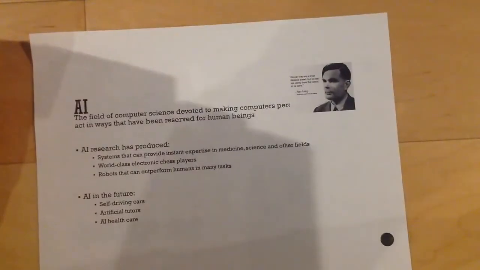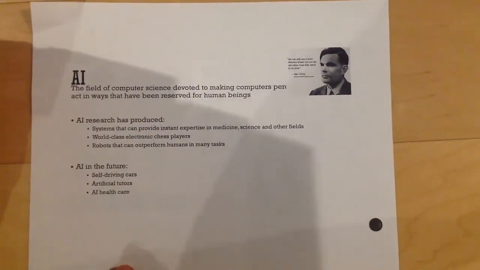All right, so more generally, AI is the field of computer science devoted to making computers perceive, reason, and act in ways that have been reserved for human beings. So, what has this already provided? We've got systems that can produce expertise in medicine, science, and other fields. We've got robots that can outperform humans in many tasks. Automation is a big thing. World-class electronic chess players, if that's your thing. Also, recently, Go is another abstract game that AI has conquered.